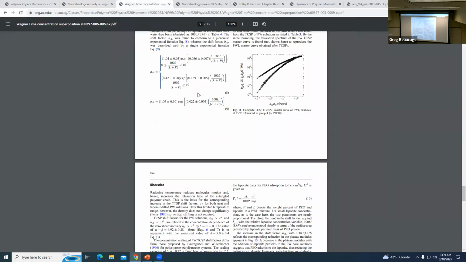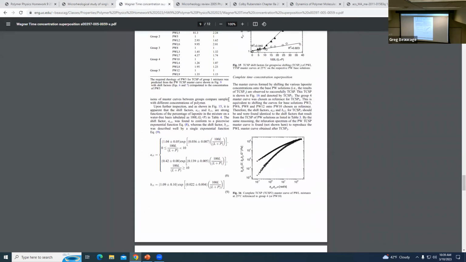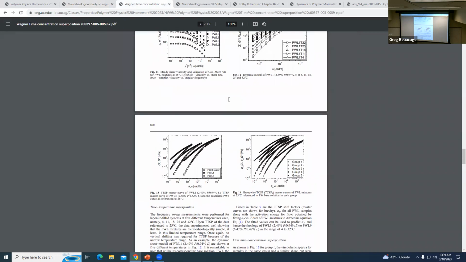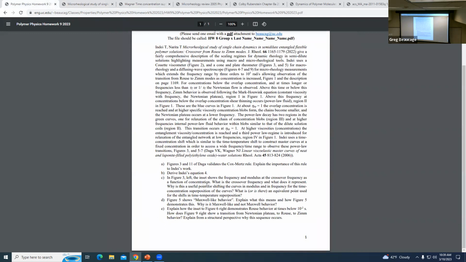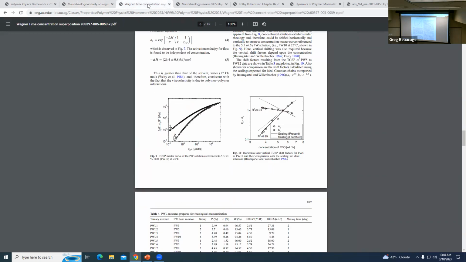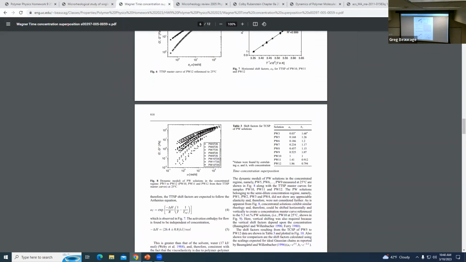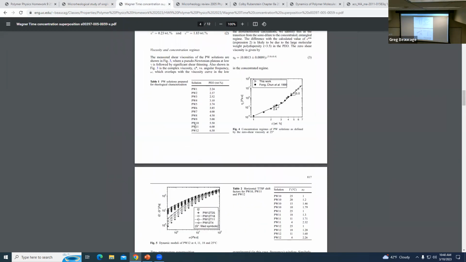And Wagner shows that here. He does that pretty well somewhere in this. Like, I asked a question about that. The Cox-Merz rule. Figures 3 and 11 of this paper. Figure 3 says a lot to this.